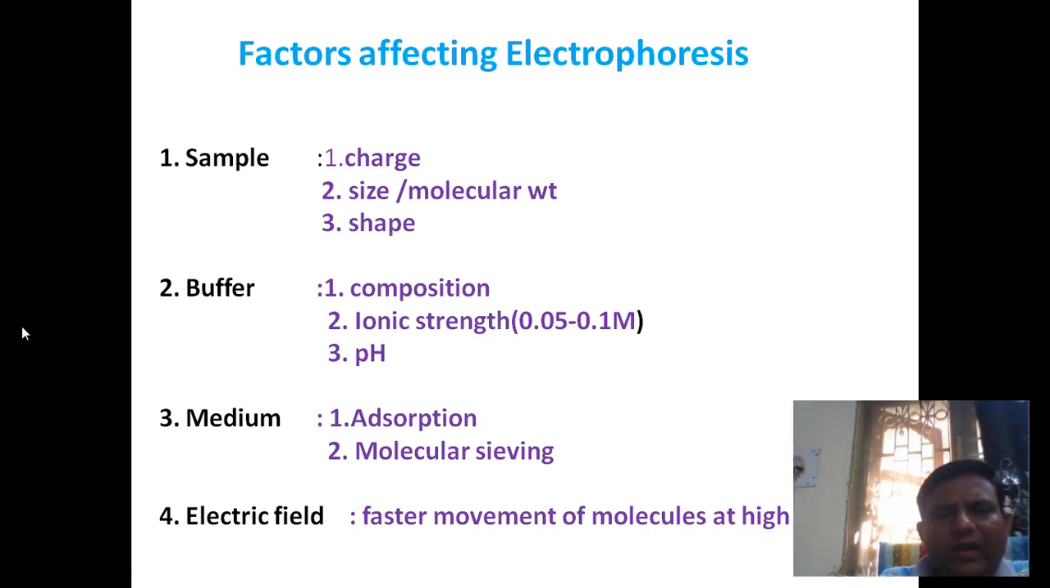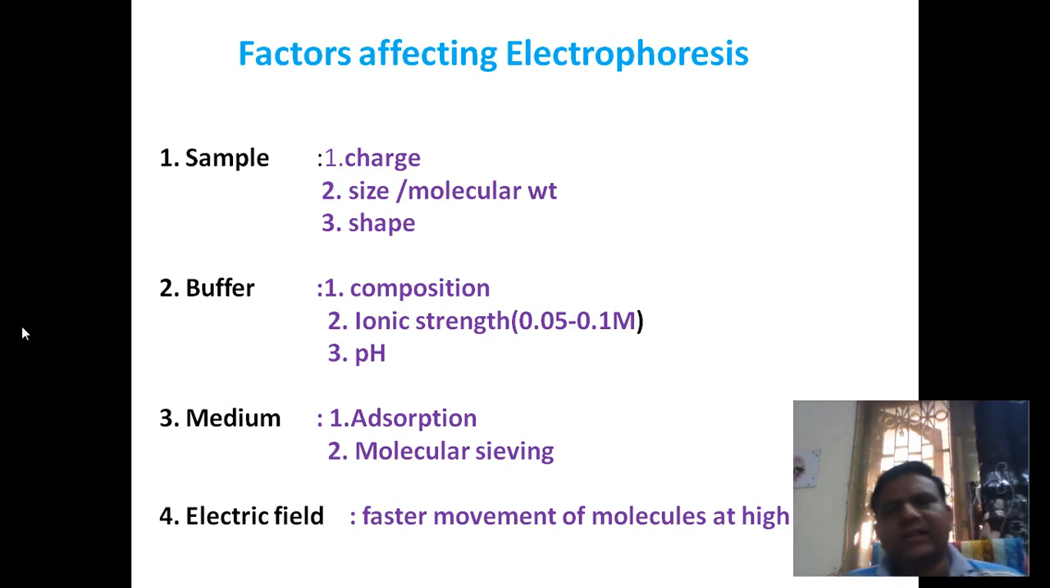So in this way your buffer may affect the electrophoresis process due to its different composition, its different ionic strength, and its different pH.